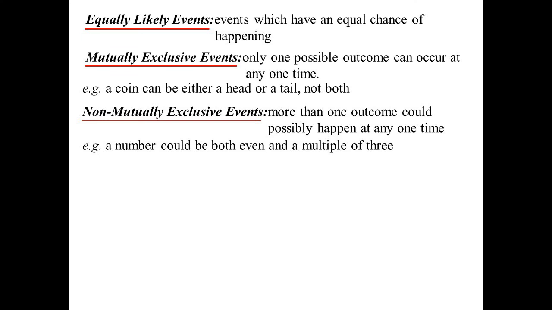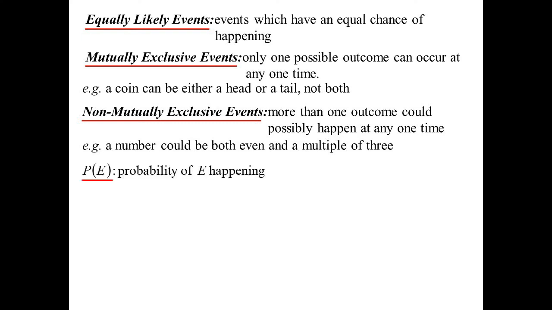non-mutually exclusive events, and that's when more than one outcome could happen at the same time. For instance, I might be choosing numbers or rolling a dice and looking at the numbers. It is possible to have 2 different events. One of those might be that it's an even number, and the other might be that it's a multiple of 3. So it is possible that both events could happen at once. So that would be non-mutually exclusive events.